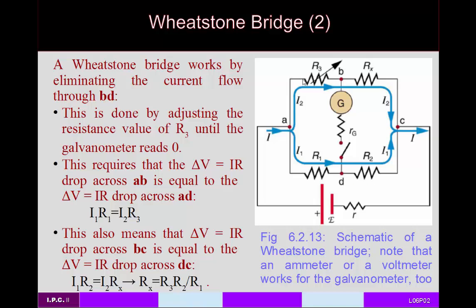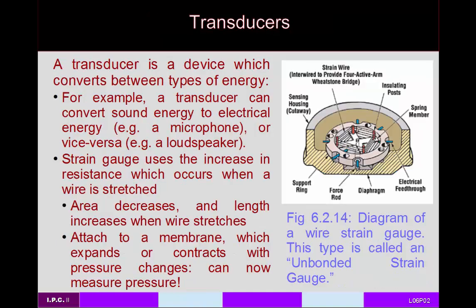So these two have known resistances. This has a known but variable resistance. You change this resistor until you get no deflection for the galvanometer, and then you have now the resistance of this entire bridge.